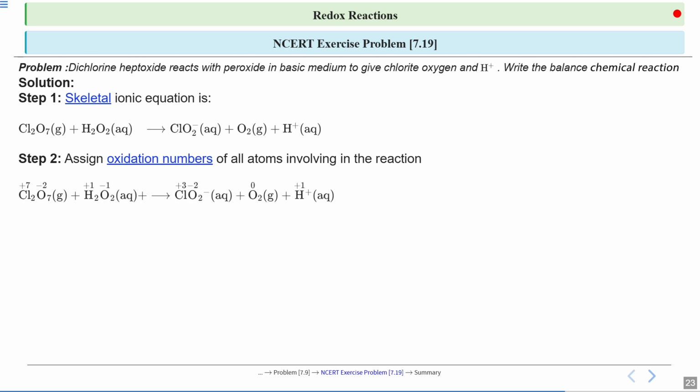So we will write Cl2O7 plus H2O2 gives ClO2 negative plus O2 plus H plus, and with their oxidation number. The oxidation number for chlorine would be plus 7, for oxygen it would be minus 2, and for hydrogen it would be plus 1, and oxygen it would be minus 1. While in the product it would be plus 3 for chlorine and minus 2 for oxygen. In O2 it is 0, and for H plus it is plus 1.